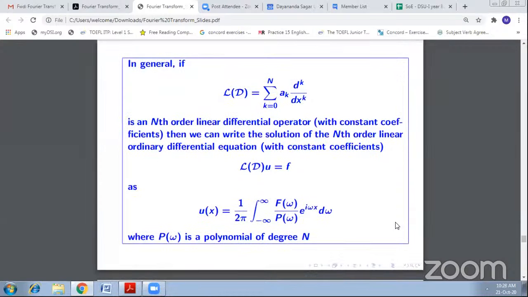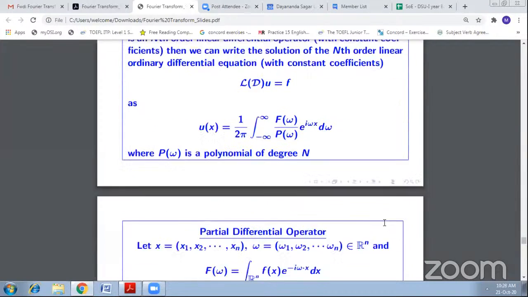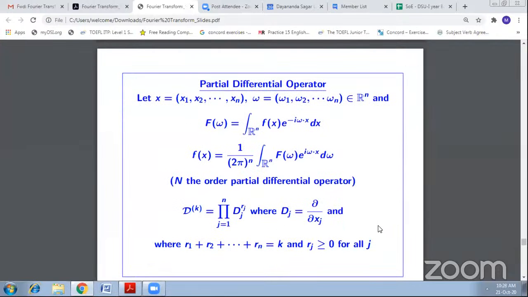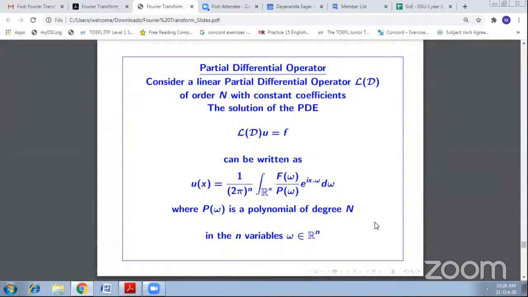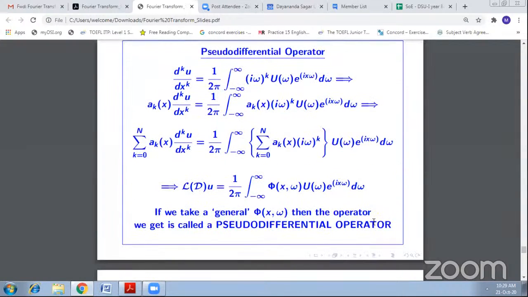Similarly, the nth order differential operator will have a similar structure by transforming with the Fourier transform. The same structure will come for partial differential operators, except that if there are n variables, the integrations will run over the n variables, so it will be integration over Rn. Now notice that this P of omega is a polynomial of degree n. What we have seen so far is differential equations with constant coefficients.